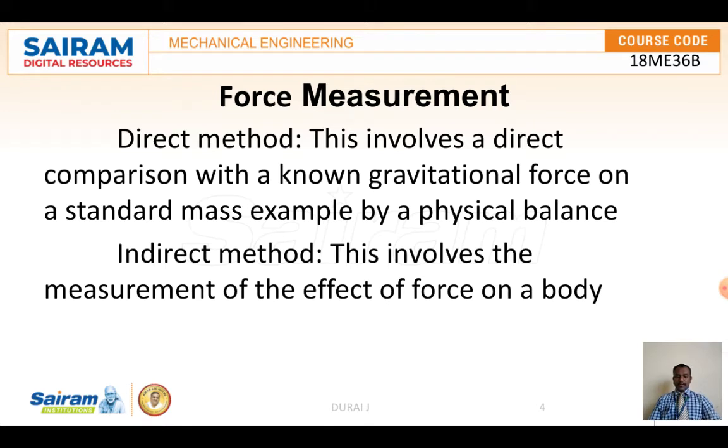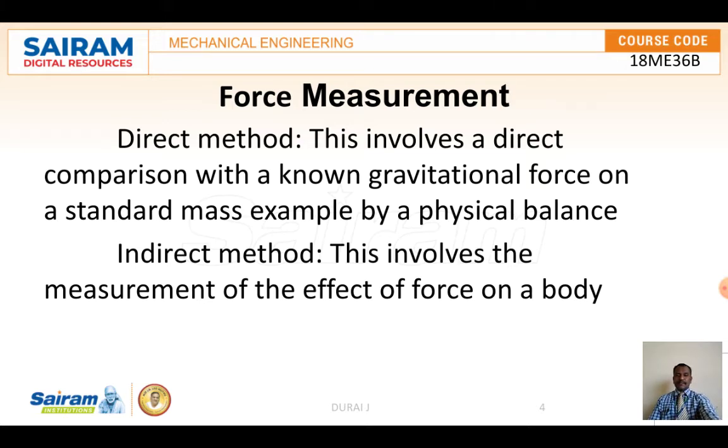Then comes the next one, the indirect method. The indirect method involves the measurement of the effect of force on a body. Examples for this: measurement of acceleration of a body of known mass which is subjected to a force. Next, measurement of the resultant effect when the force is applied on an elastic member. So these are all the examples for the indirect method.